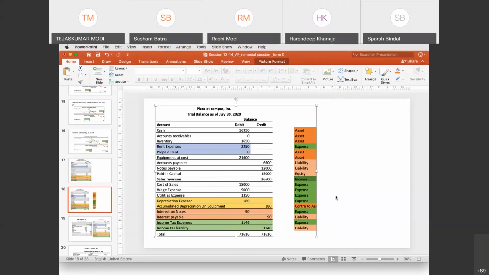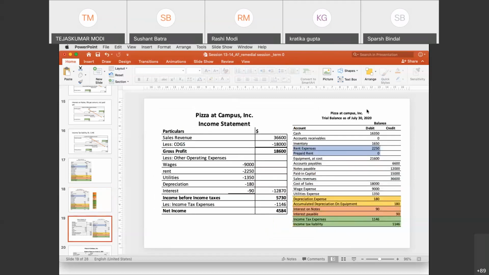No one has questions. So what is the income statement profit? Can someone tell me? So 4584. Can you see the answer? Yes, sir. So all of you, please, very good, very good. A lot of students have attempted. Very good.